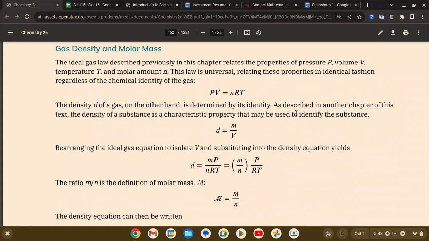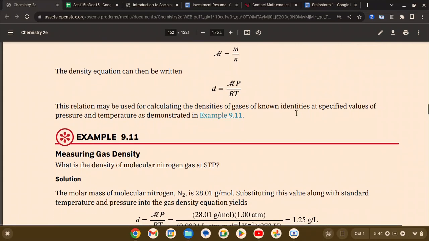The ideal gas law described previously in this chapter relates the properties of pressure, volume, temperature, and molar amount. This law is universal, relating these properties in identical fashion, regardless of the chemical identity of the gas: PV = nRT. The density of a gas, on the other hand, is determined by its identity. As described in another chapter of this text, the density of a substance is its characteristic property that may be used to identify the substance, where d = m/V. Rearranging the ideal gas equation to isolate V and substituting into the density equation yields d = mP/nRT, or m/n times P/RT. The ratio m/n is the definition of molar mass, M. The density equation can then be written d = MP/RT.